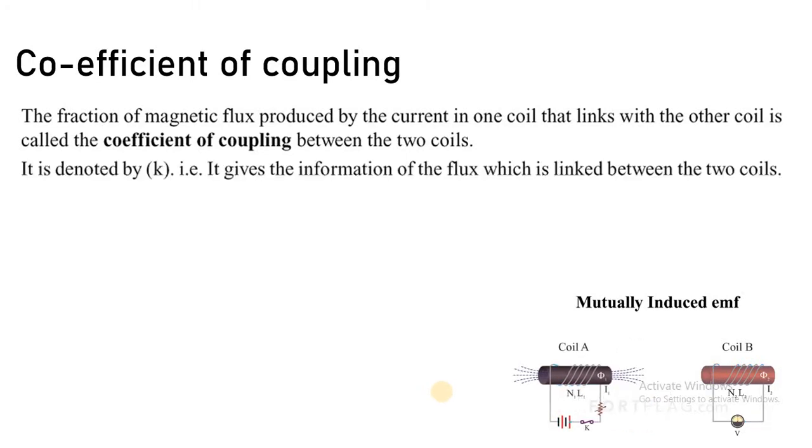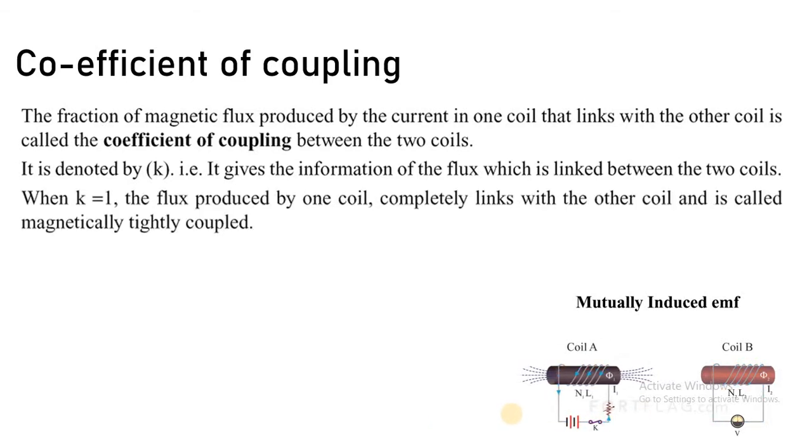Okay, so this coefficient of coupling is denoted by K, and that gives the information about how much of the flux has linked between the two coils. So when K is equal to 1, when the flux produced by coil A completely links with coil B, it means coil B has linked the flux 100%. This case is called magnetically tightly coupled coils. The magnetic coupling is very tight.